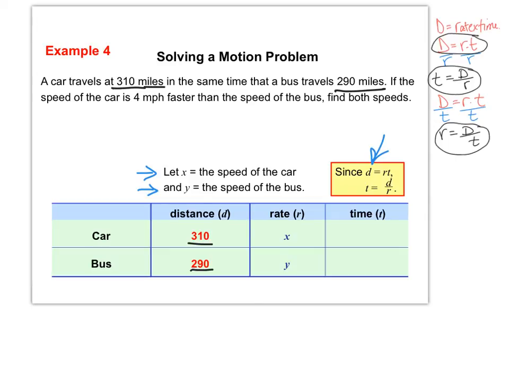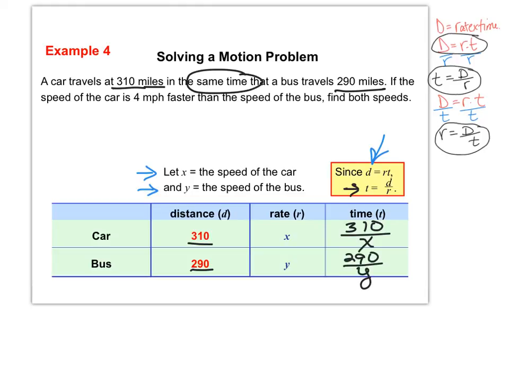The actual rates, the speeds, are unknown, so we are using x and y. And then for the time, it is the same amount of time. So the way you find what goes in this column for t is to take the distance and divide it by the rate. So in this column for the car we're going to have time, which is 310 divided by x. And for the bus, it travels 290 miles at a rate of y. So the time for the bus is distance divided by the rate, and that will be 290 divided by y.